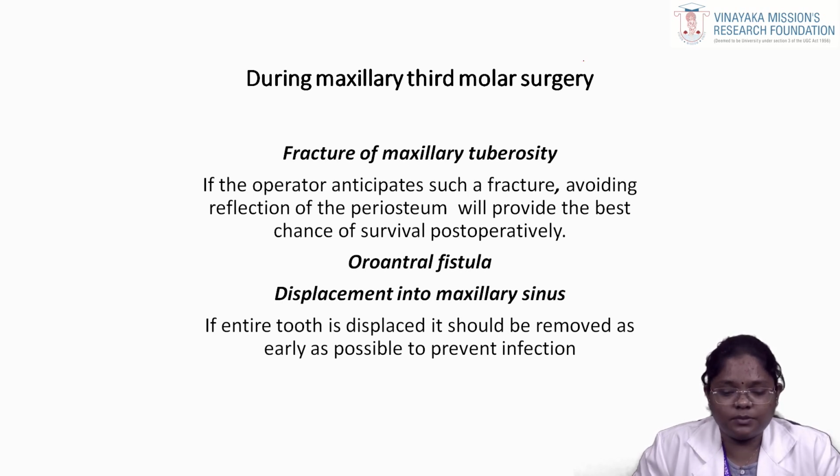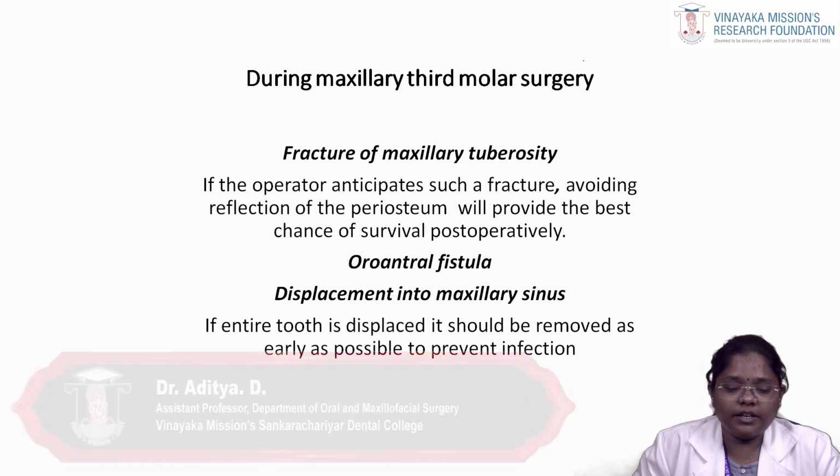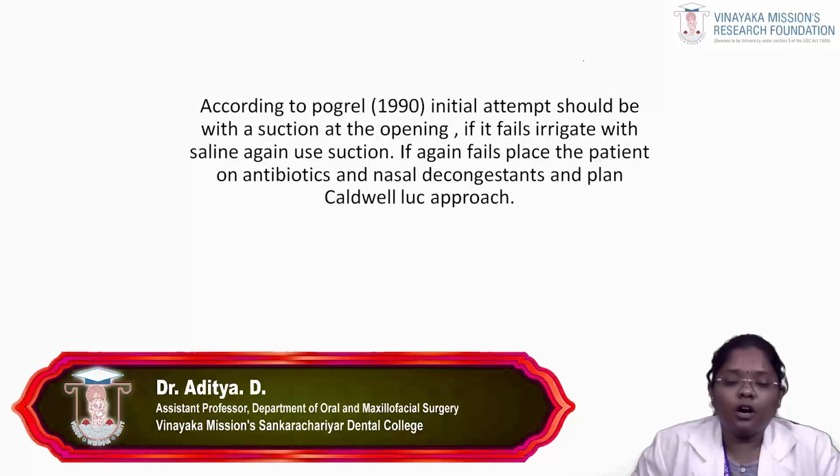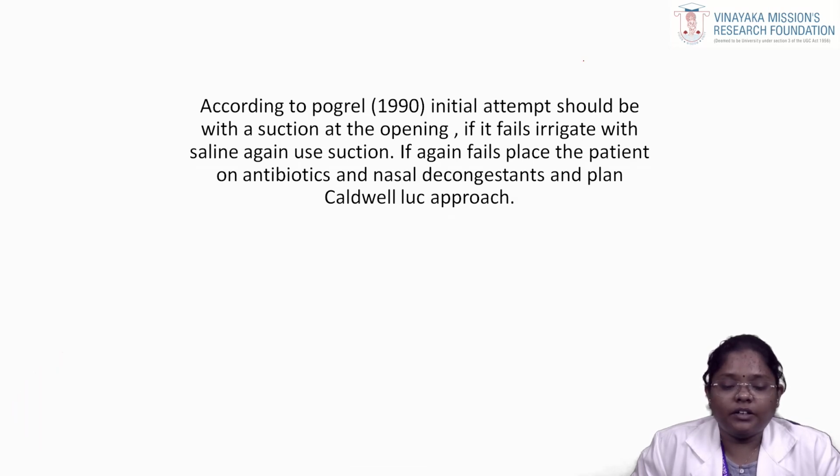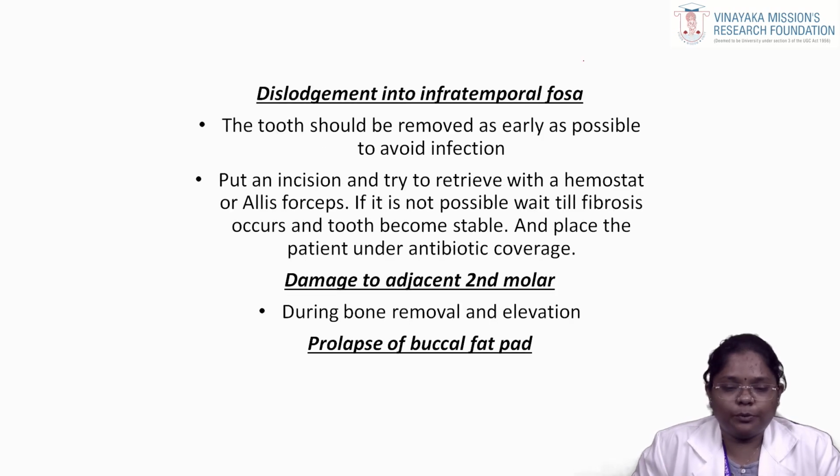Displacement into the maxillary sinus. If the entire tooth is displaced, it should be removed as early as possible to prevent infection. According to Pogrel in 1990, the initial attempt should be made with suction at the opening. If it fails, irrigate with saline again and use suction. If it fails again, place the patient on antibiotics and nasal decongestants and plan a Caldwell-Luc approach to remove the tooth or root that is dislodged into the sinus.